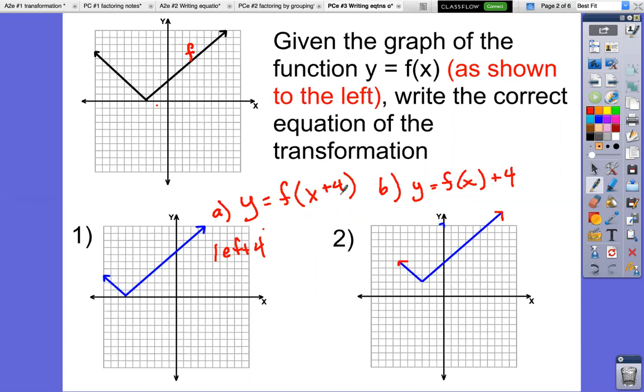So I could give you the exact equation, which I'll do here in just a second, but I want you to think about this in generalities. So if it's affecting the X directly, it has to move it left and right. This is really affecting what your Y value is, so this would move it up or down, okay?